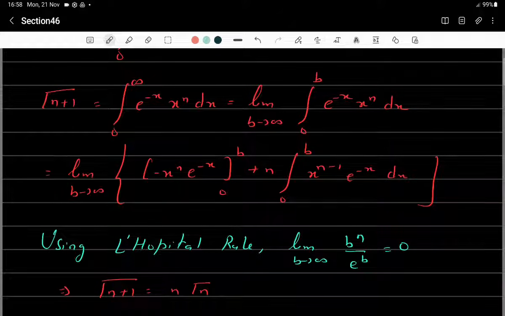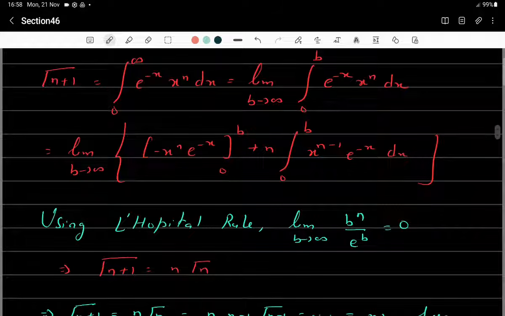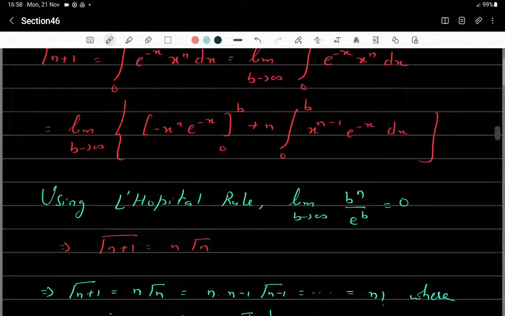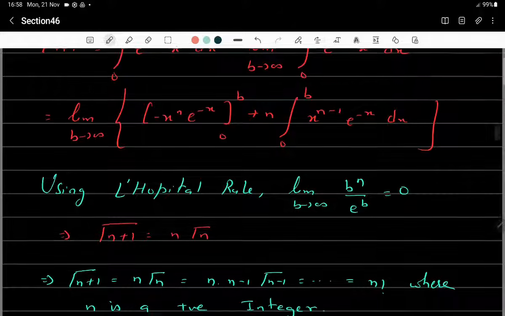Clear? So if n is an integer, then you can easily observe n gamma n becomes n minus 1 gamma n minus 1, and so on, giving n factorial.